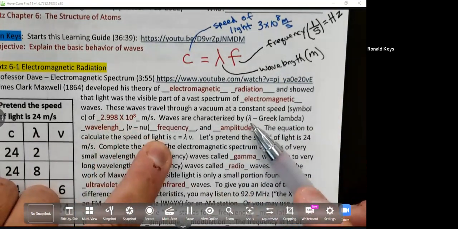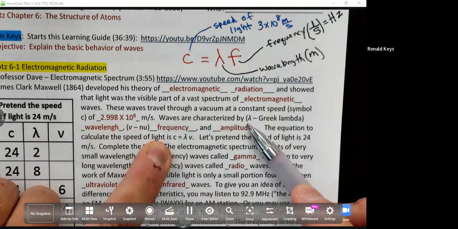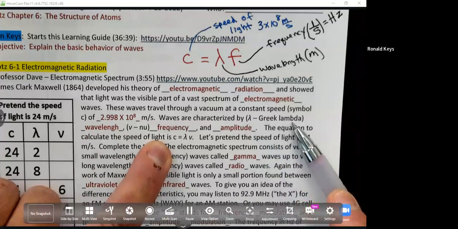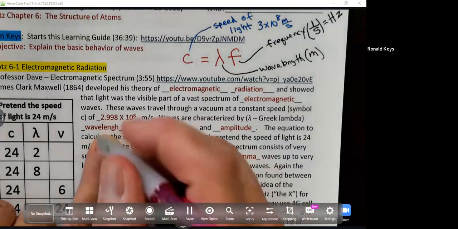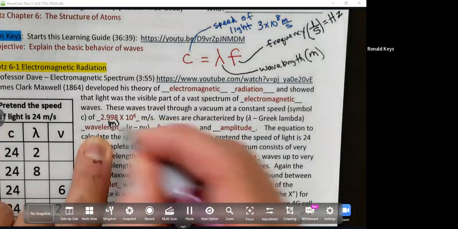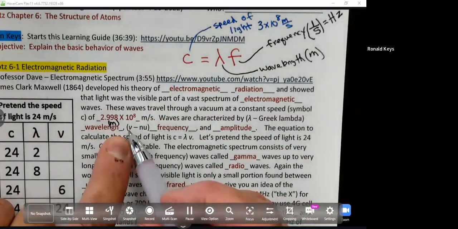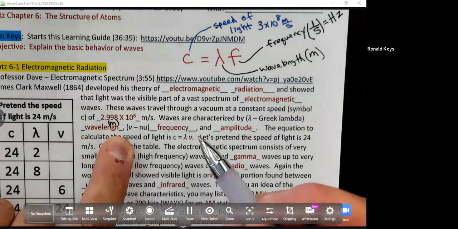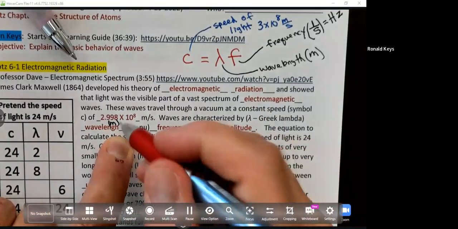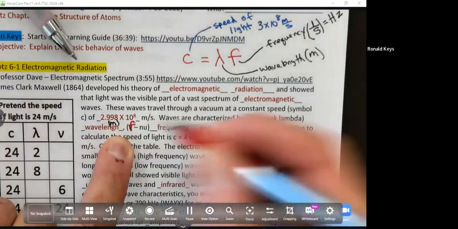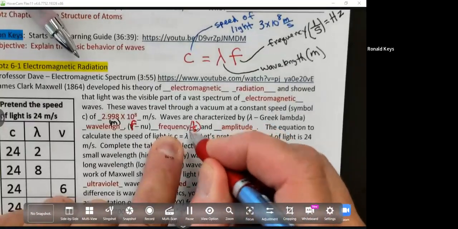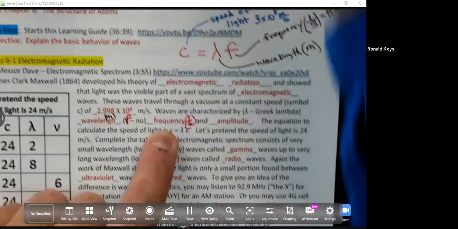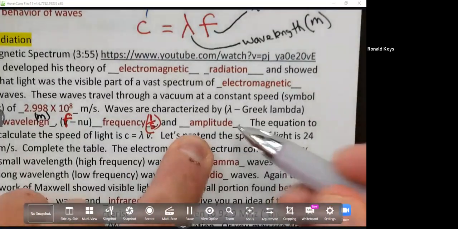Waves are characterized by the upside down backwards y, which is the Greek symbol lambda, which is our wavelength, and that's going to be in meters. And then this cursive v called nu. I'm doing F for frequency. I cannot do this symbol, so you're going to see F. Frequency, and the unit is 1/seconds. And then amplitude.